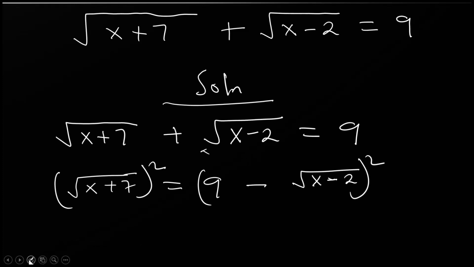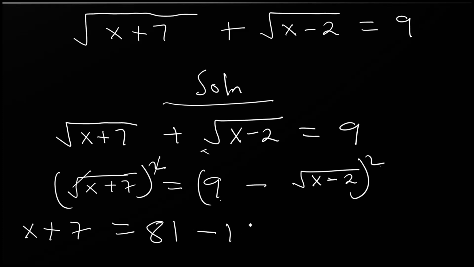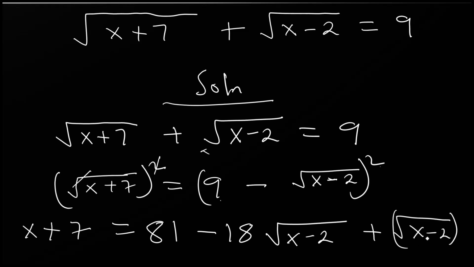Okay, now from here this will cancel. That will be x plus 7. So 9 minus this one is all squared. So I'll square the first term. 9 squared is 81. 2 times 9, 18, times this, that will be minus 18 times the square root of x minus 2. And I'll square the last term. That will be plus x minus 2 all squared.